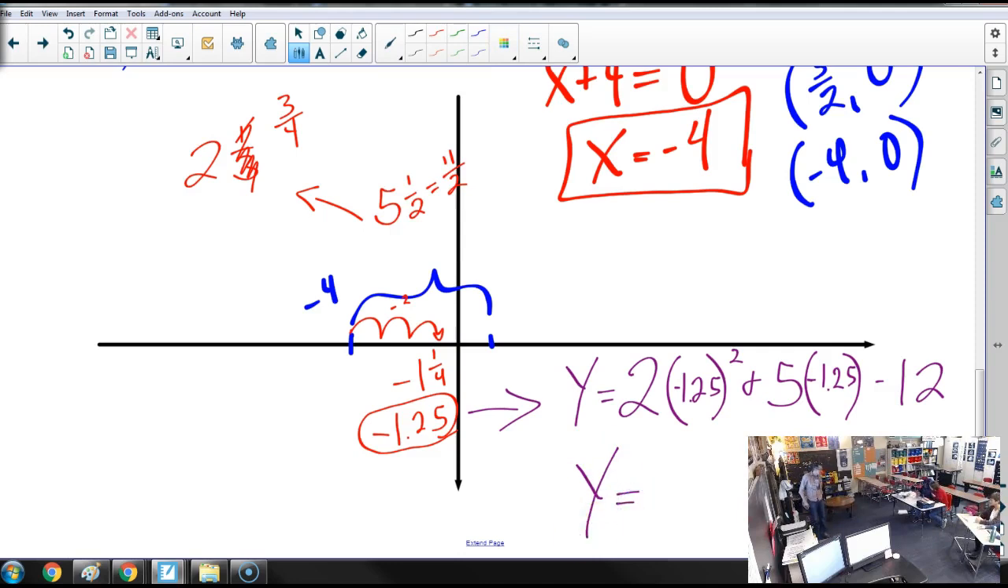Whoa, what did you do? Careful with squaring the negative. I'm not using my calculator because I want to reset it, or else I'll lose all my... Oh. What have I done? Negative 1.25 squared is not a negative. Your calculator is stupid. What? Yeah. Do not let your calculator make that negative. What did you do? No one knows.